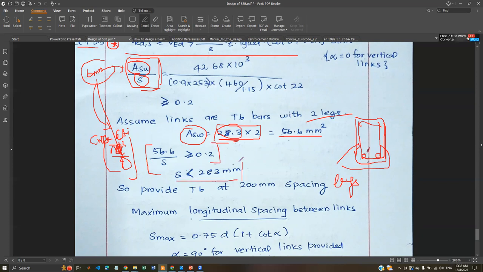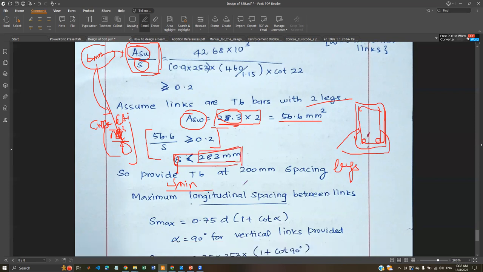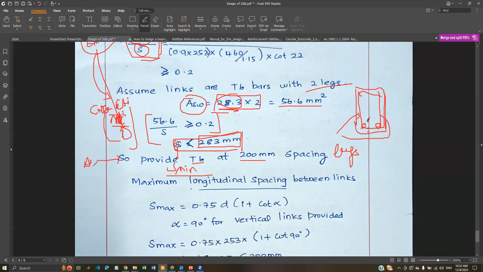Once you have found this value as the Asw, you need to substitute here and eventually you will be able to end up with your S, the spacing, which sometimes you can refer to as S minimum. So you will be able to calculate your S minimum. For my case, it should be less than 283 millimeter. So if it is 283 millimeter, I am going to make the assumption that I am going to provide the T6 bar with the spacing of 200 millimeter. So this is my assumption.